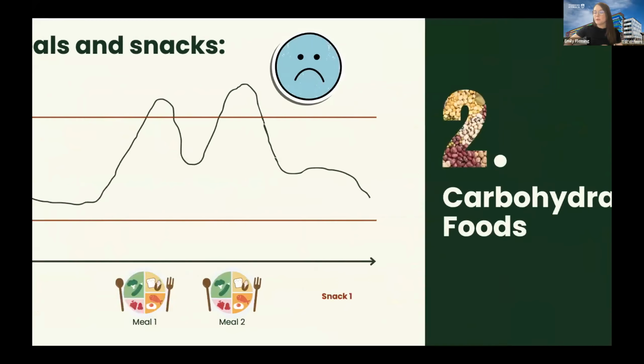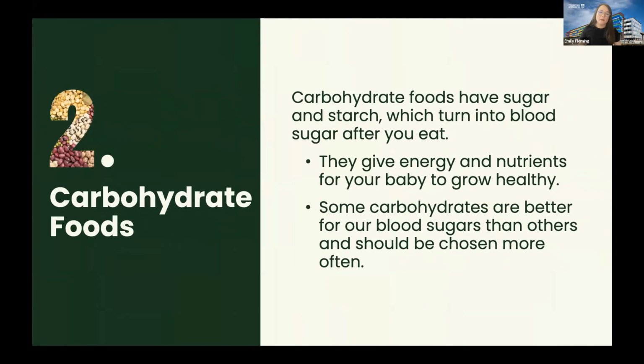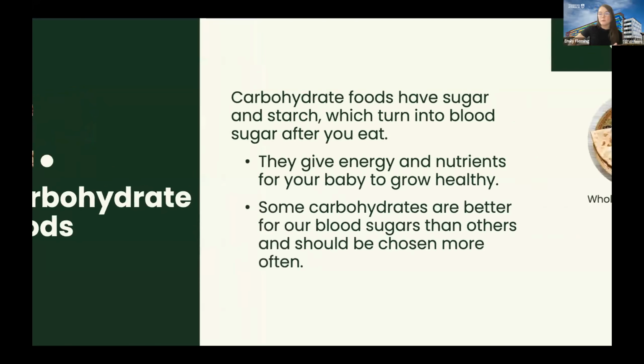So you keep hearing me refer to carbohydrate foods, but now we'll talk about what they are. Carbohydrate foods have sugar and starch in them, which turn into blood sugar after you eat. And something I hear when people come to me, they say, oh, I can't eat any carbohydrates anymore. And that is not what we want you to do. Carbohydrates are good for our body when we choose certain types and certain amounts. They give energy and nutrients for your baby to grow healthy. They help you manage your blood sugars. And keep in mind that some carbohydrates are better for our blood sugars than others and should be chosen most often. So let's look at what those foods are.